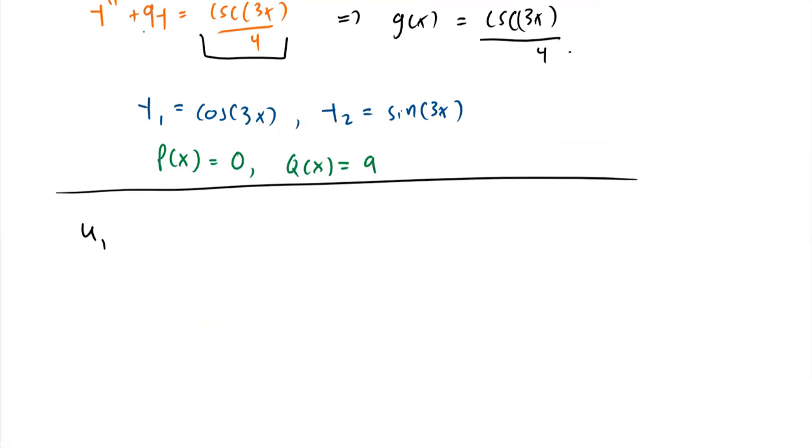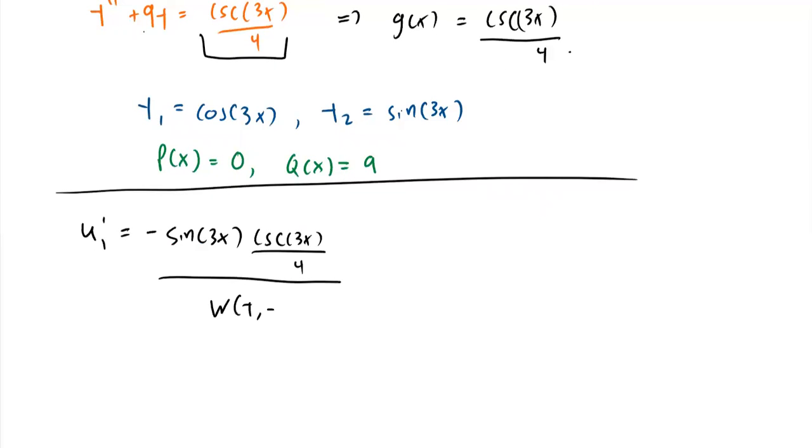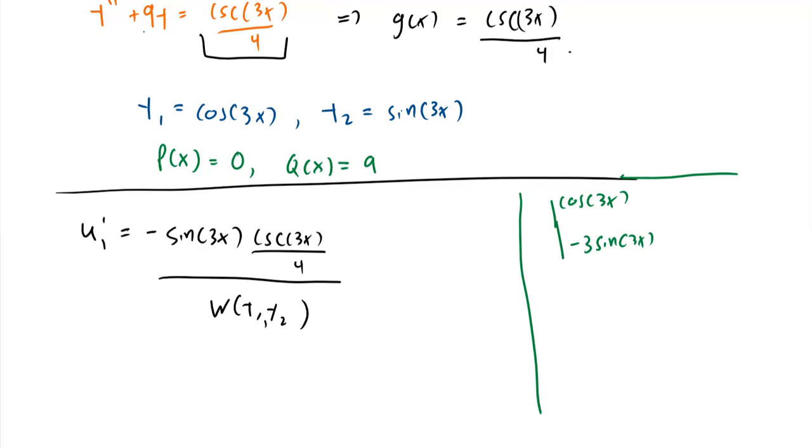So by the formula we have, u1 prime is going to be negative y2, right? So sine of 3x times g of x, all divided by the Wronskian of y1 and y2. So this we can probably just solve now because we're going to use it more than once. So what's the Wronskian? Remember, the first column is y1, cosine 3x, and then its derivative. Its derivative is negative 3 sine 3x. And then the next column is y2, and its derivative. So this is 3 cosine 3x.